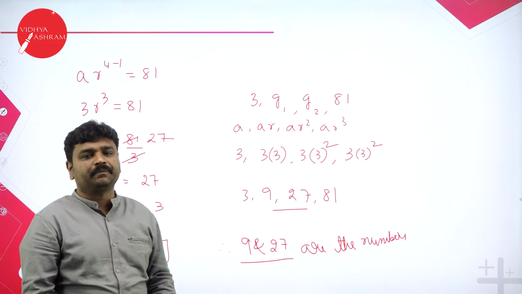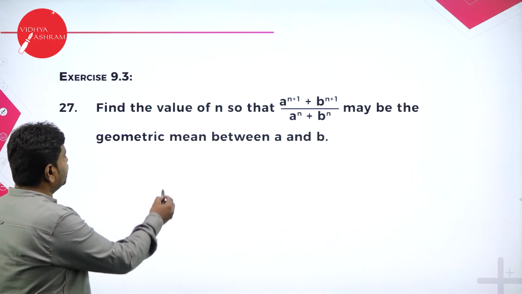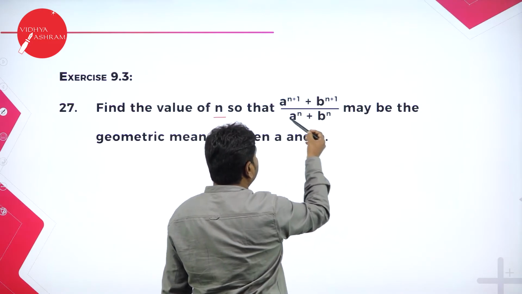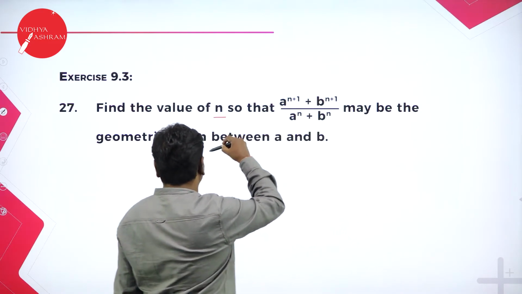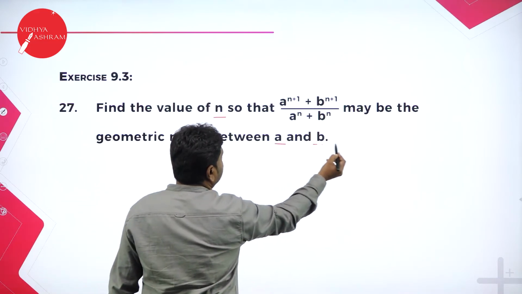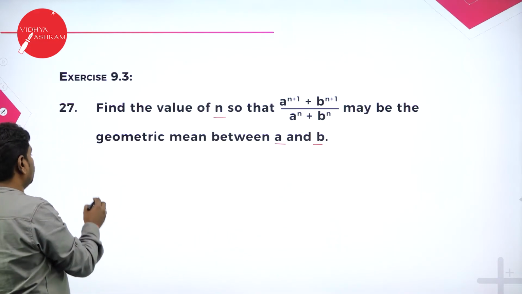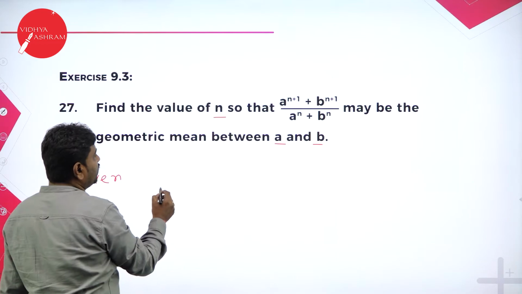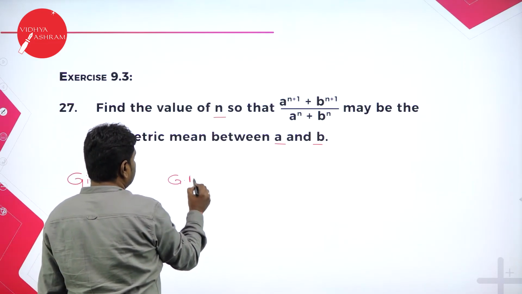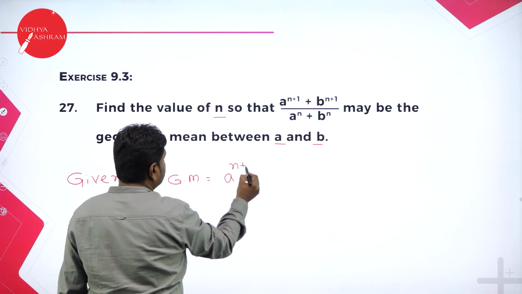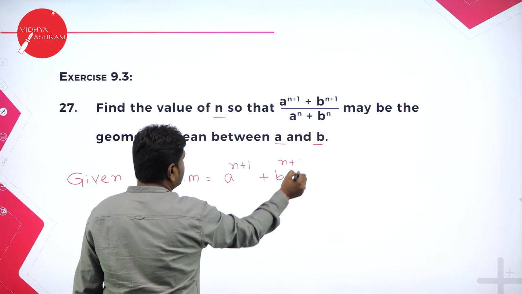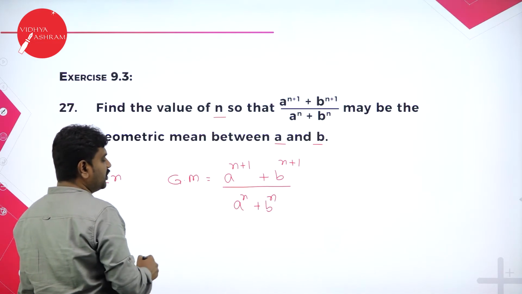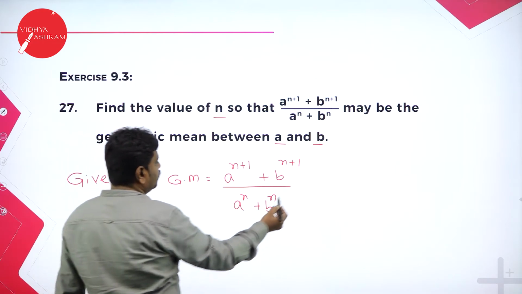Next we have, find the value of n so that a power n plus 1 plus b power n plus 1 by a power n plus b power n may be the geometric mean between a and b. So the geometric mean between a and b is that. So let us write what is given. Given: the geometric mean of two numbers is a power n plus 1 plus b power n plus 1 by a power n plus b power n. So this is one given thing.